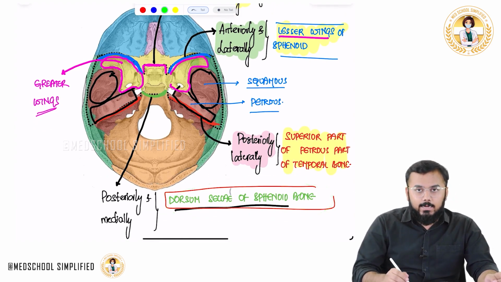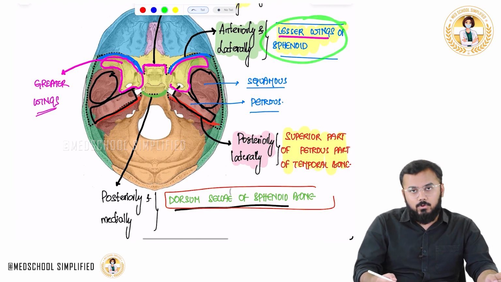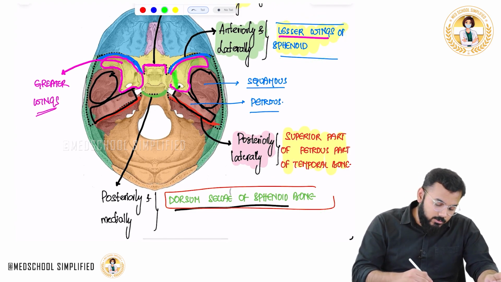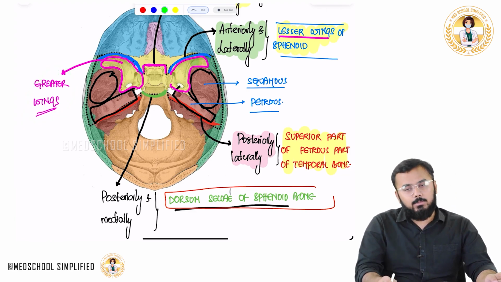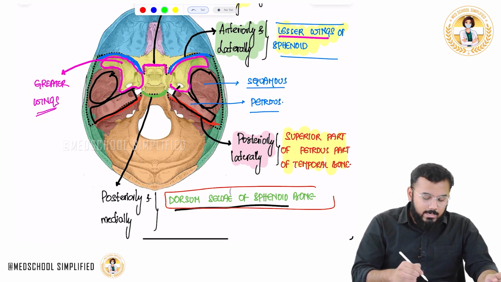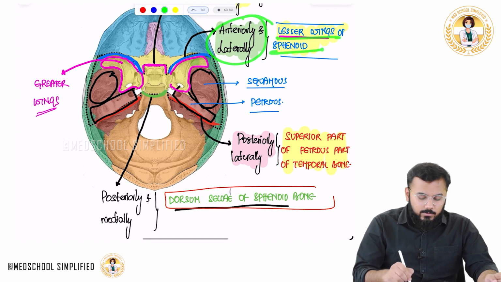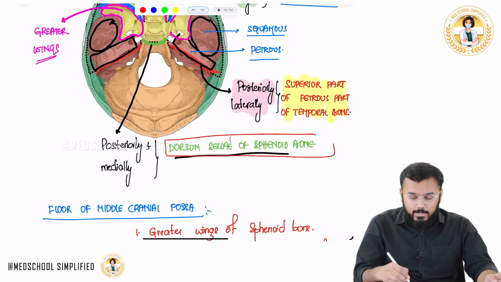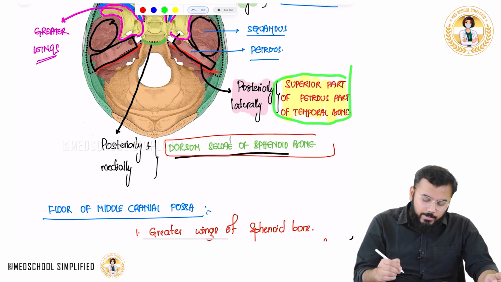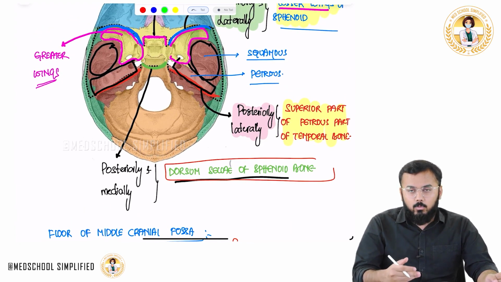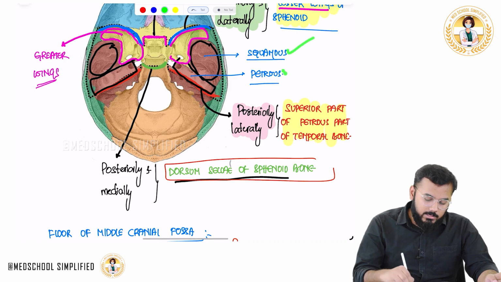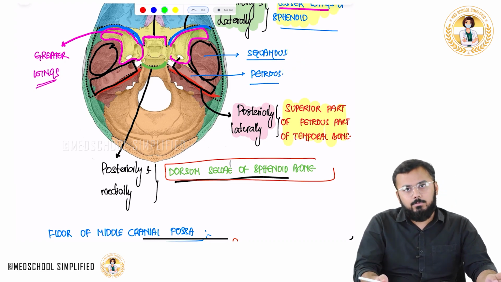Next, anteriorly and laterally, you have the lesser wings of the sphenoid. And beneath the lesser wings, the wings I am highlighting right now on both sides are called your greater wings. Let us not discuss greater wings now. Posteriorly and laterally you have the superior part of the petrous part of the temporal bone. Within this temporal bone you have two parts, squamous and petrous, which you can see from this picture.